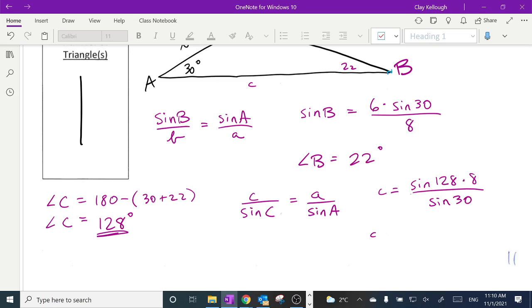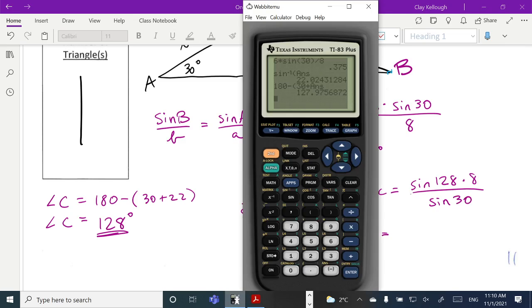And again, I'm not punching in 128. I'm punching in sine of my last answer times 8 divided by sine 30. And those of you who have calculators that don't have an answer button, that number 128 was on the screen and you just had to hit the sine button without rounding anything.